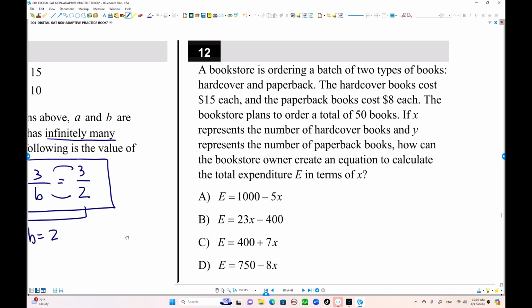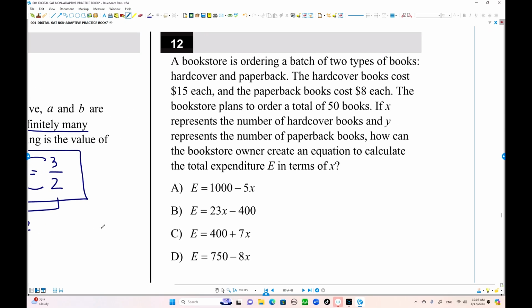Right, number 12. A bookstore is ordering a batch of 2 types of books. We have this keyword: hardcover and paperback. A hardcover book costs $15 each, that is the unit price. It should come with a variable. Another one is over here, cheaper than hardcover, $8 each. The bookstore plans to order a total of 50 books.